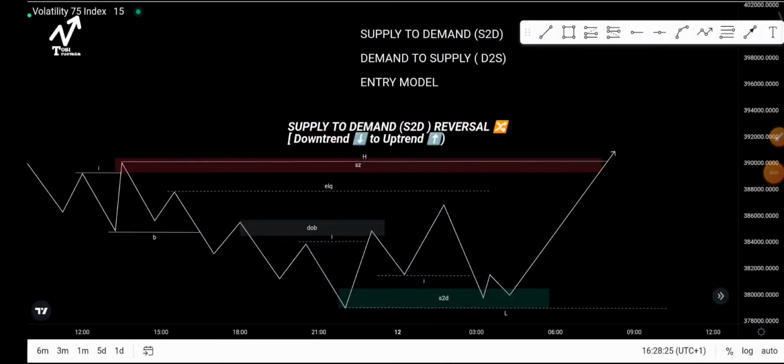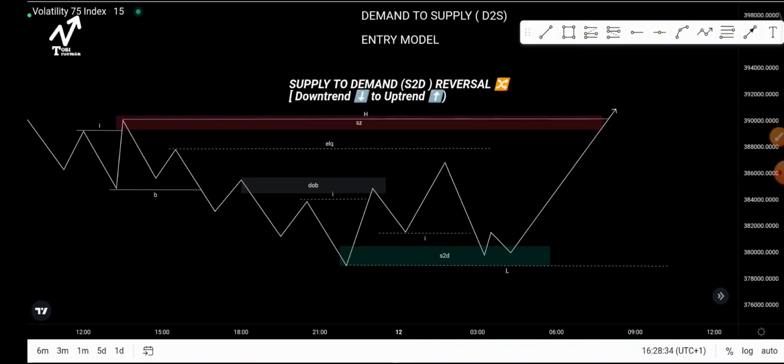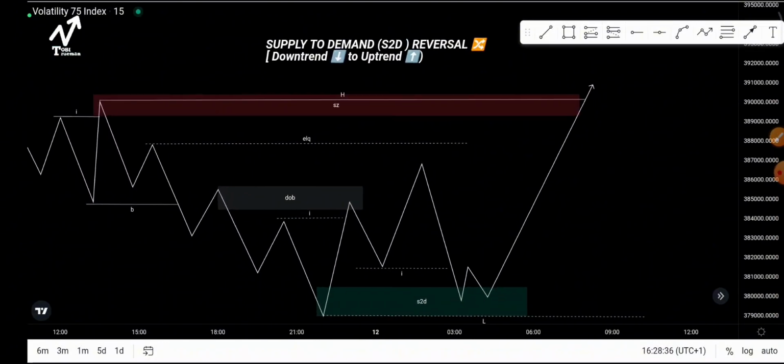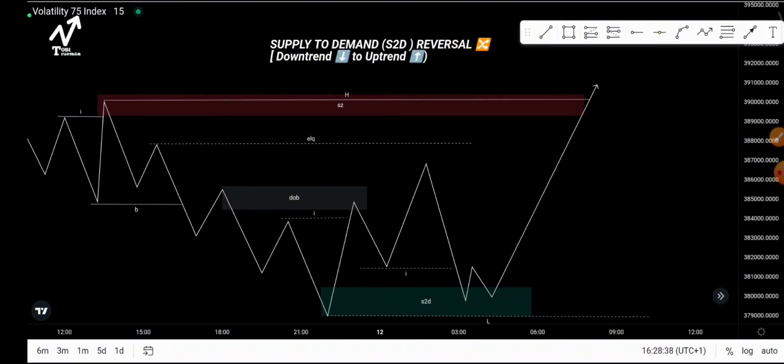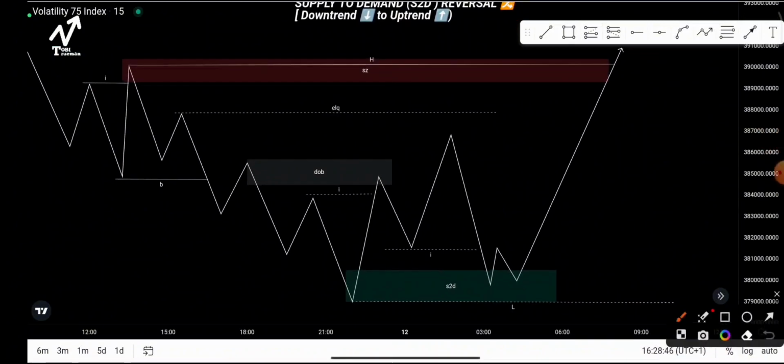Okay, you are welcome. What we have here is the supply to demand or demand to supply entry model. The one I want to talk about is the supply to demand reversal entry model, which is downtrend to uptrend. The first thing is to get our market structure correctly.